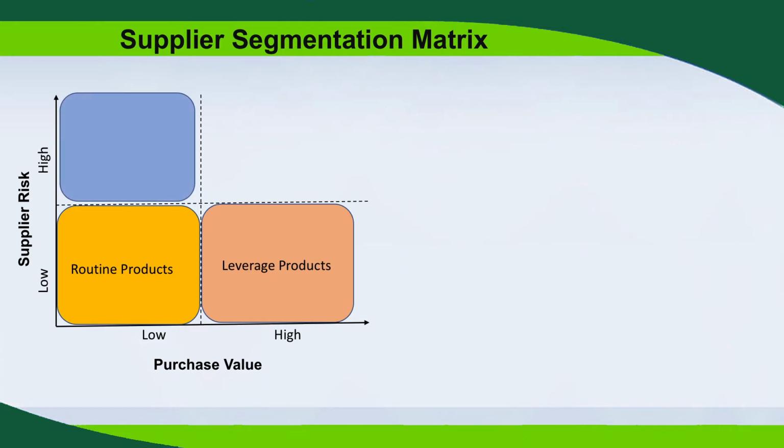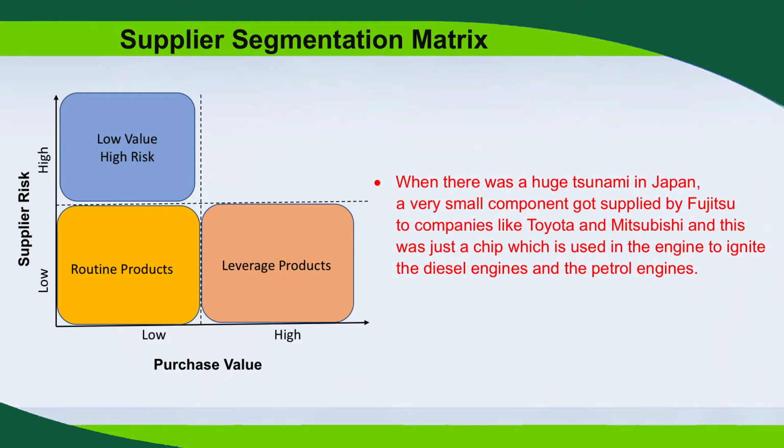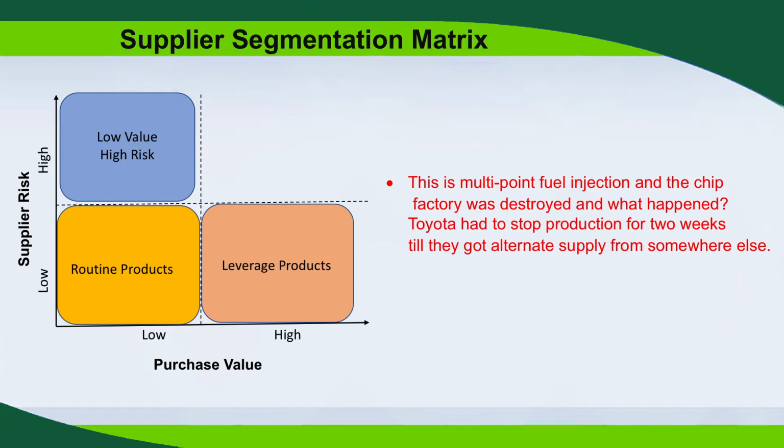Let's move to the third quadrant. The third quadrant is low purchase value but high supply risk. We don't buy much from these suppliers, but they are not reliable. Let's take an example. When there was a huge tsunami in Japan, a very small component was supplied by Fujitsu to companies like Toyota and Mitsubishi. And this was just the chip which is used in the engine to ignite the diesel engines and the petrol engines. We don't have carburetors anymore, this is multi-point fuel injection. And the chip factory was destroyed. And what happened? Toyota had to stop production for 2 weeks till they got alternate supply from somewhere else.